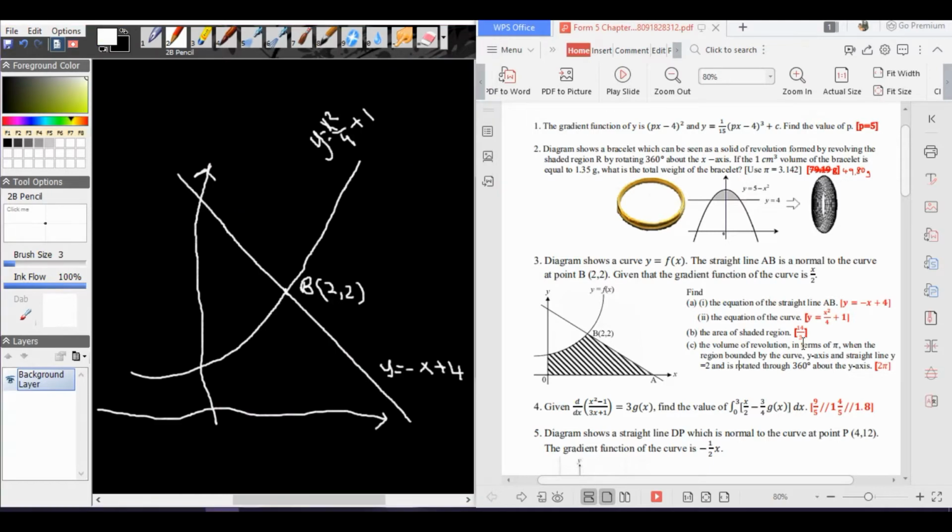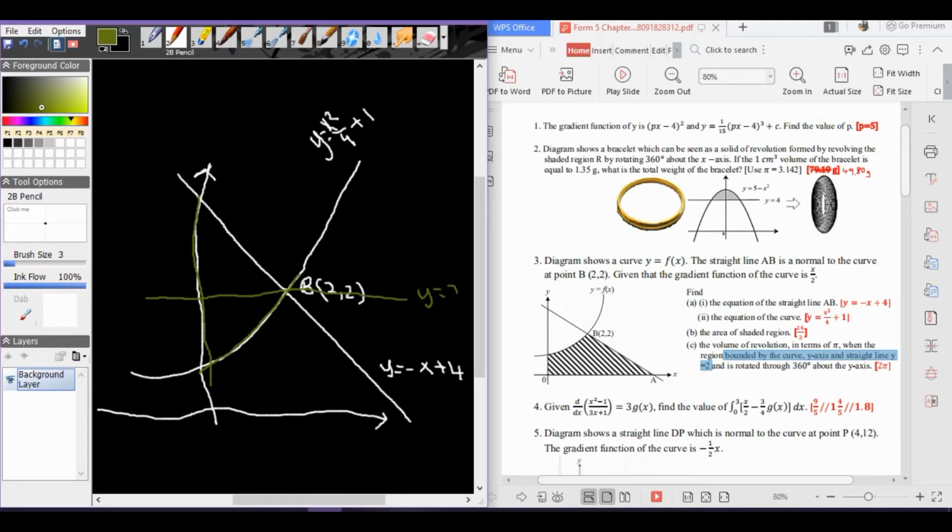The volume of revolution in terms of pi when the region bounded by the curve, y-axis and the straight line y equals to 2 is rotated through 360 degrees about the y-axis. First, we have to find what is the region bounded by the curve, y-axis and the straight line y equals to 2. Okay, so this is the y-axis, this is the curve, and this is y equals to 2. This is y equals to 2. So what is the region bounded by these three lines? It will be this part.